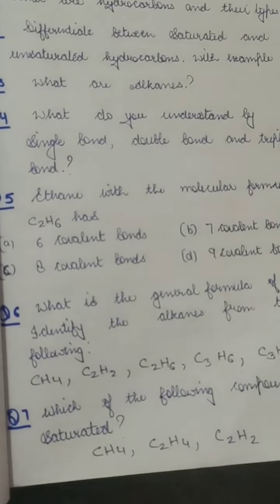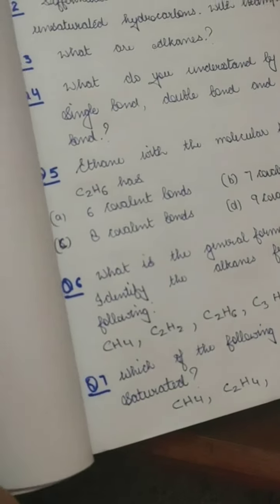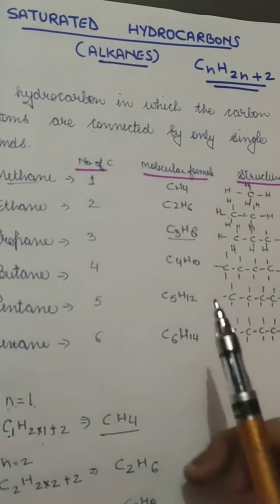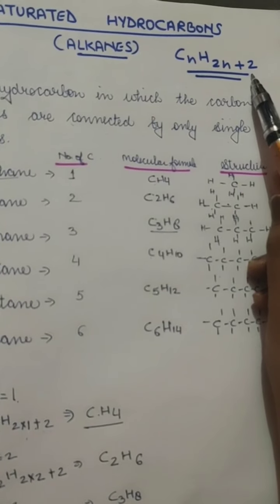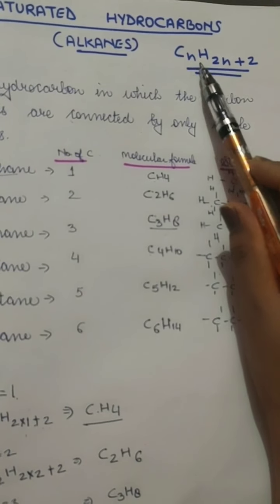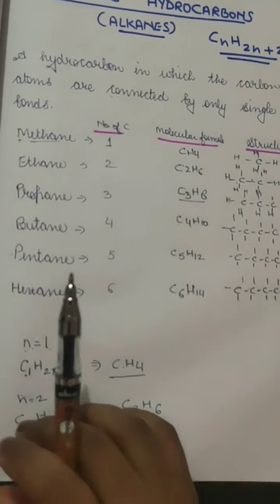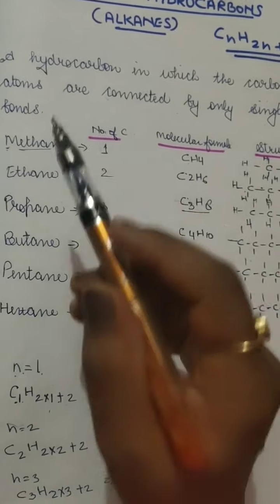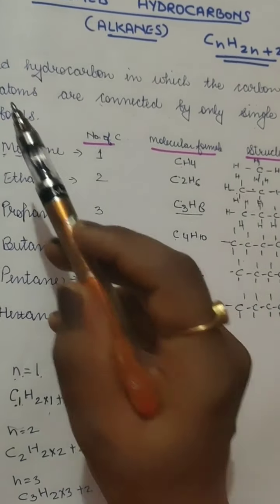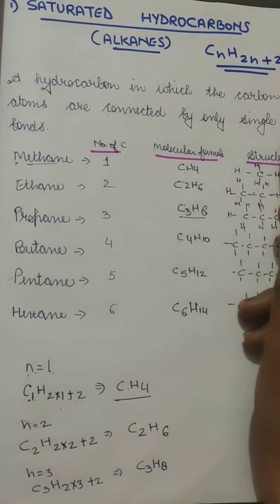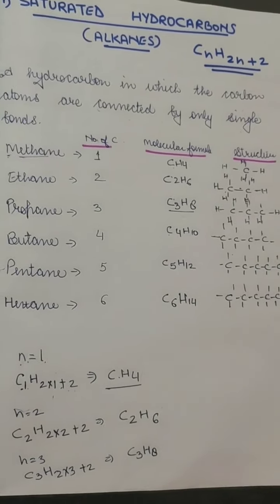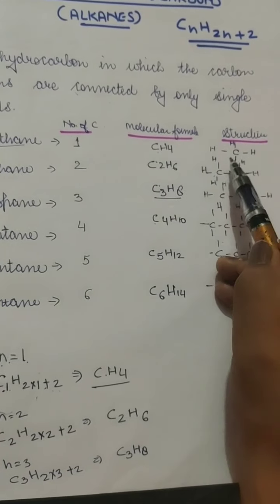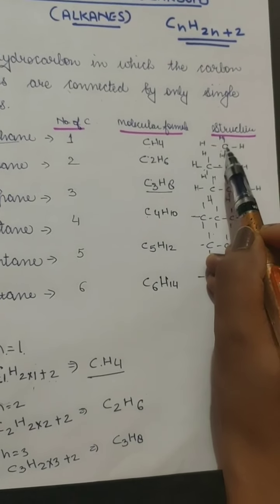This is a very simple thing which I have been discussing with you. Alkanes have a general formula of CnH2n+2, where n is the number of carbon atoms. Like in the previous video, we have read about this whole alkane family. Any hydrocarbon in which the carbon atoms are connected by only single bonds is an alkane, so we can also have a single carbon hydrocarbon.